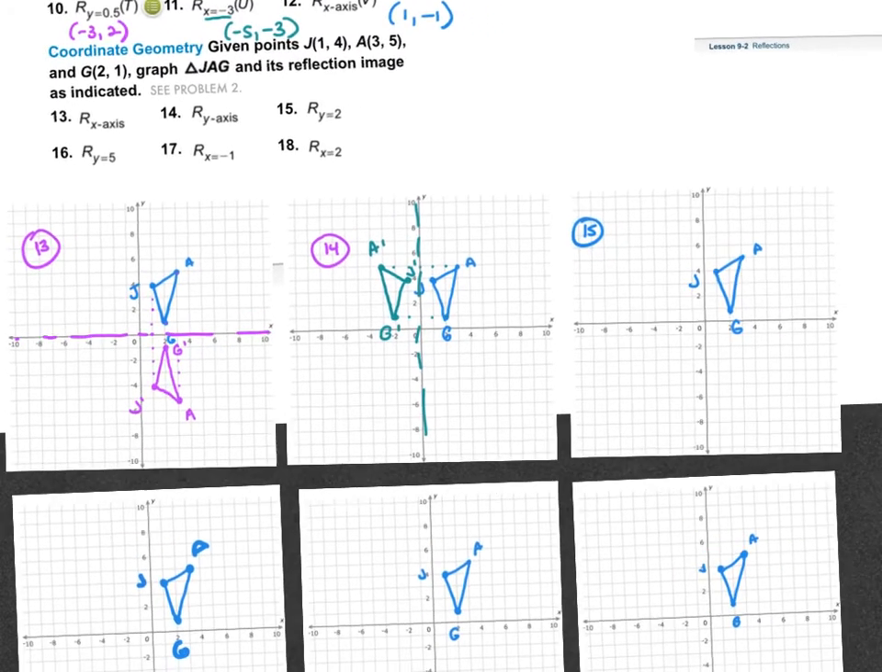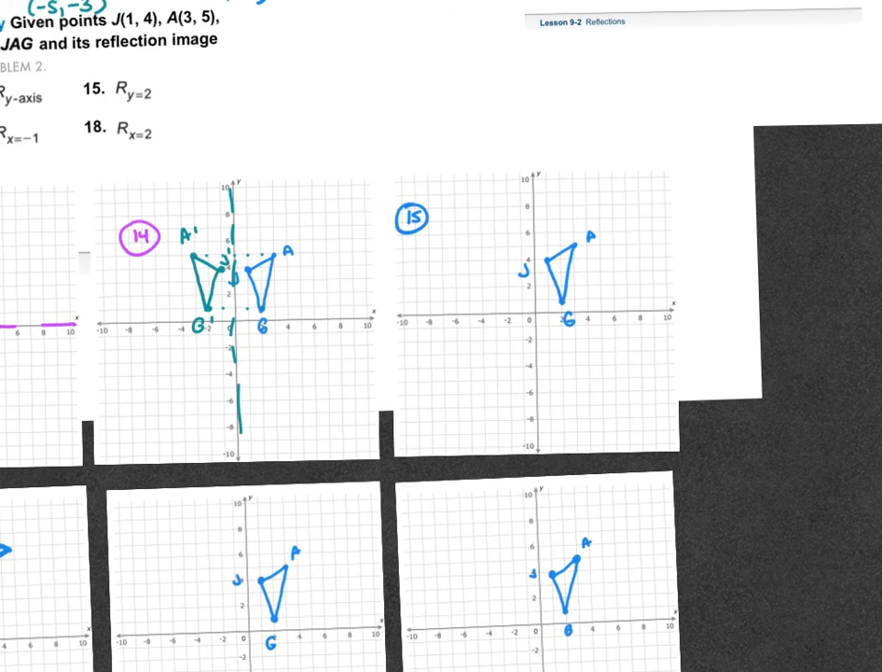15. Y equals 2. So my y equals 2, horizontal line there. Everything above it is going to flip below it. So this one is 1, 2 that way. It's going to go 1, 2 this way. G is actually below, so it's going to shift up. And A is 1, 2, 3 above, so 1, 2, 3 down.